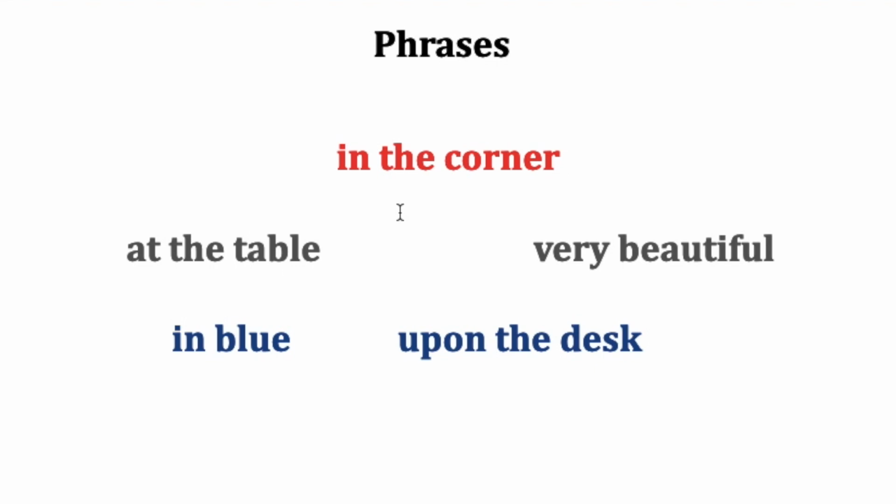So here, in the corner added meaning to the given sentence, but in the corner itself doesn't convey a complete meaning. So it's just a group of words without any subject-verb combination. So at the table, very beautiful, in blue, upon the desk. These are mere groups of words, and groups of words we call phrases.